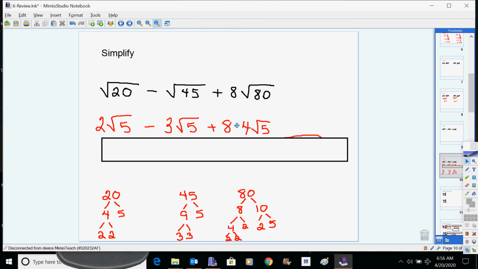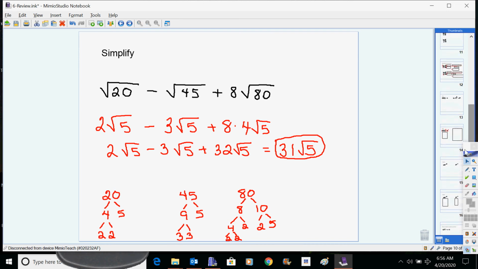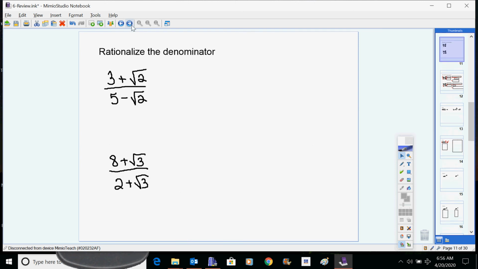Then they're all square root of 5, so after you simplify this 8 times 4, you can put them together. 2 minus 3, negative 1, plus 32 would be 31 square root 5. And be done with that. Okay, this is from the beginning, the first half of the chapter. That might have been something that you go, oh wow, now I remember that we did all that. So let's move on.